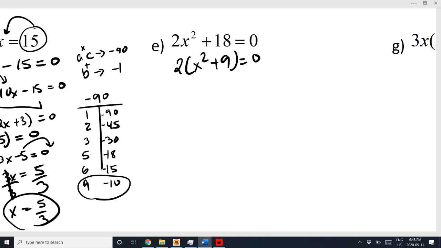It's not a difference of squares or anything like that. So we can't factor this anymore. Had this been a negative 9, we would have been able to factor it, but because it isn't, we can't factor this. So cannot factor.